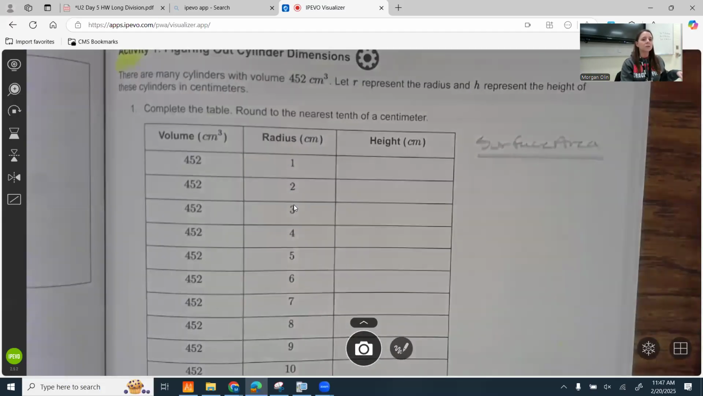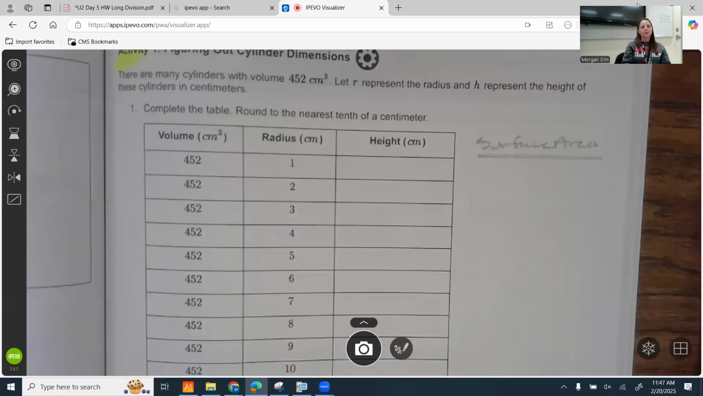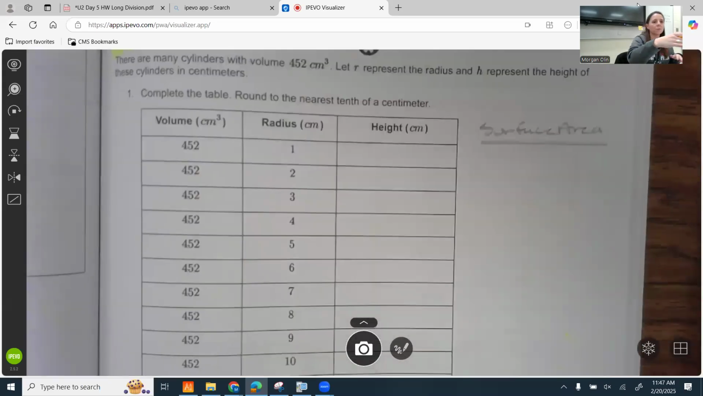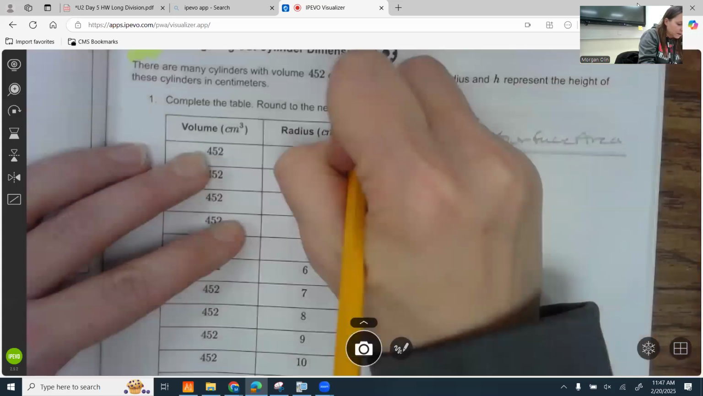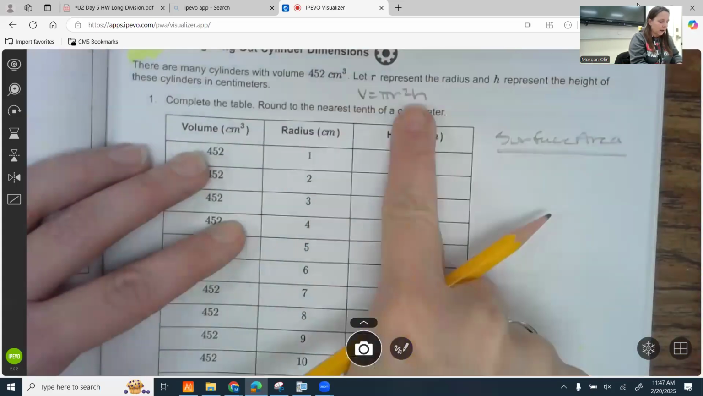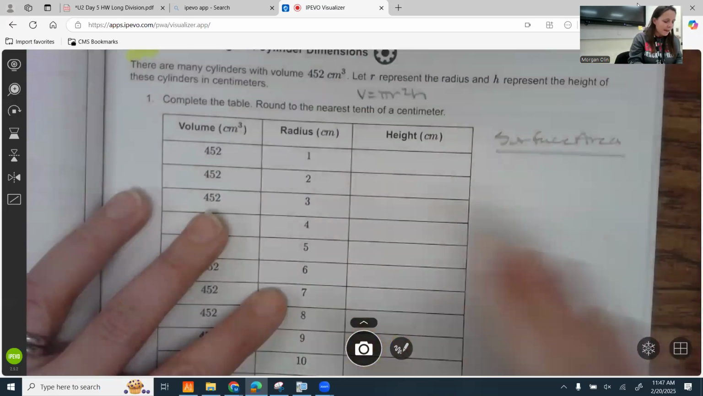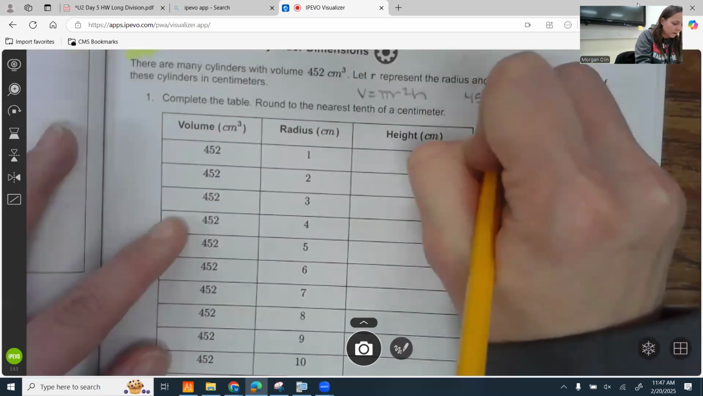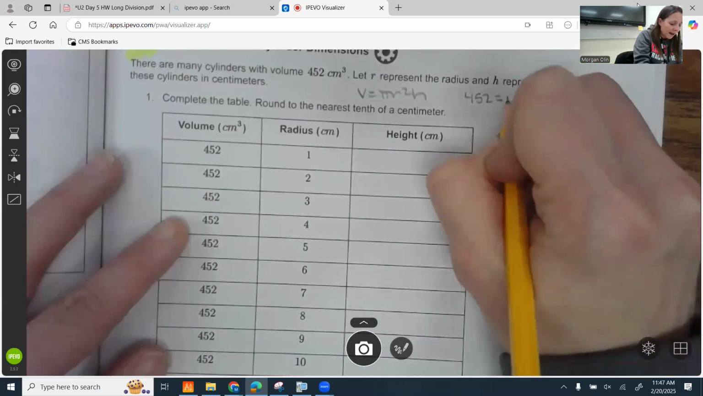There are many cylinders with volume 452 centimeters cubed. Let r represent the radius and h represent the height of these cylinders. We just got out of volume last unit with geometry. Complete the table, rounding to the nearest tenth of a centimeter for our height. First off, what do you remember a volume of a cylinder is? Pi r squared h. If you notice, all of these are 452, and I want to solve for my height.